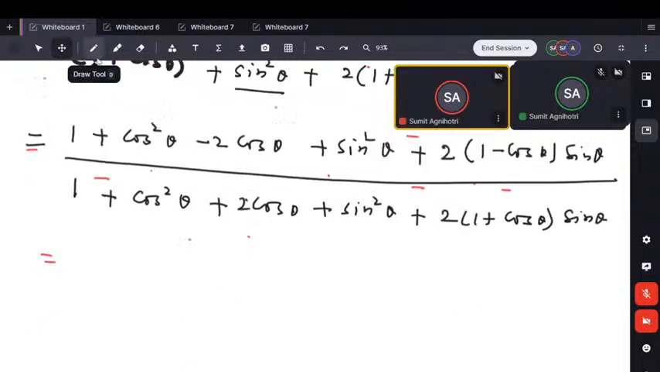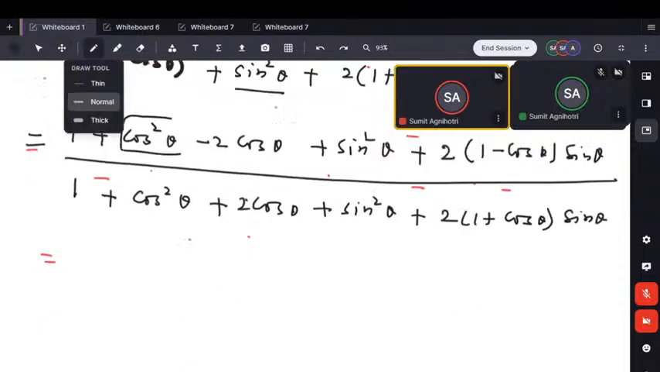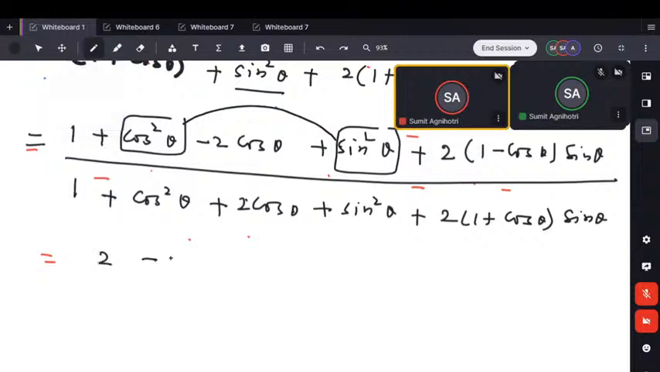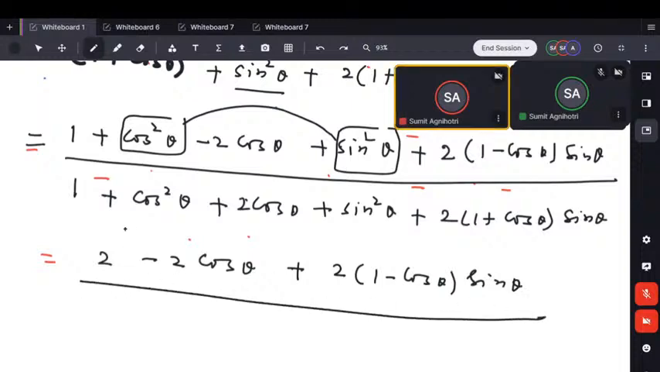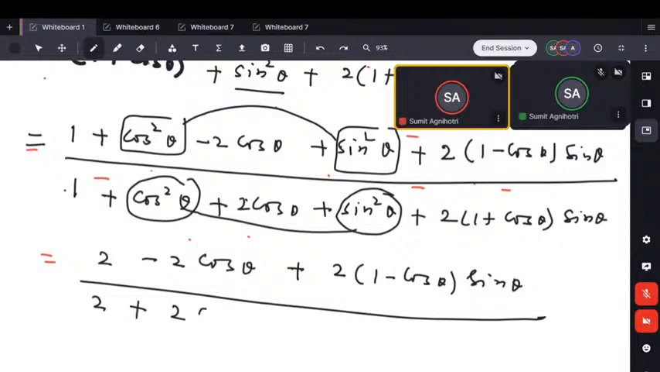I'm following the steps here. Cos square theta plus sin square theta becomes 1. This 1 and this 1 is 2. So 2 minus 2 cos theta plus 2 times 1 minus cos theta into sin theta we got. Here as well, this cos square theta and this sin square theta will be 1. This 1 and this 1 become 2. 2 plus 2 cos theta, and here we have 2 times 1 plus cos theta times sin theta.